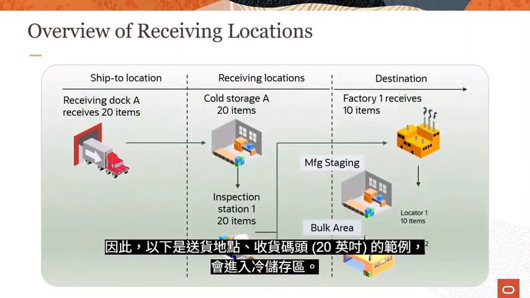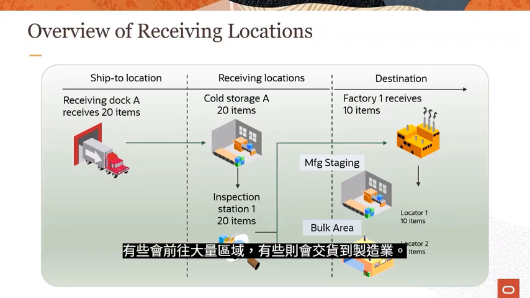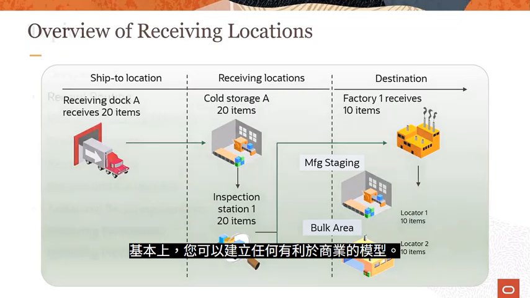So here's an example of ship to location, receiving dock, bring 20 in, goes into the cold storage, then it gets inspected, and then splits. Some go to the bulk area, some get delivered to manufacturing. So basically you can model whatever makes good business sense.